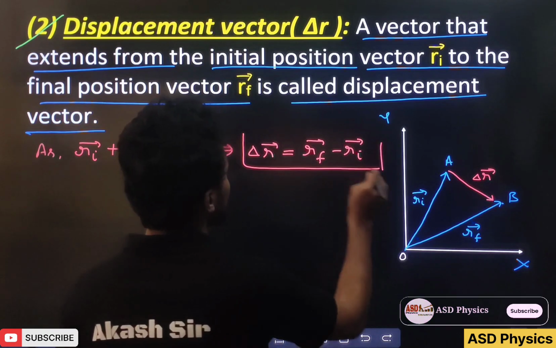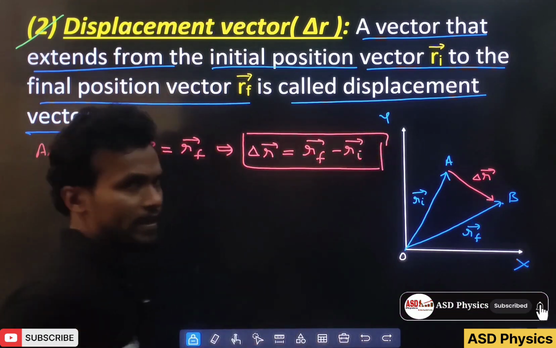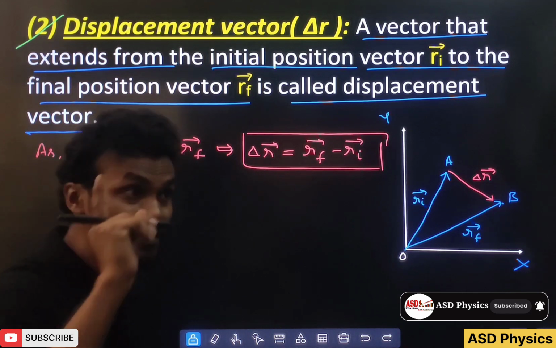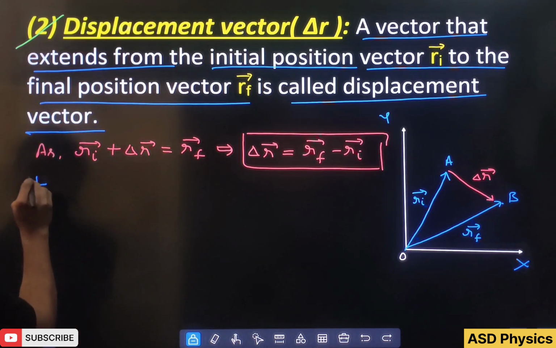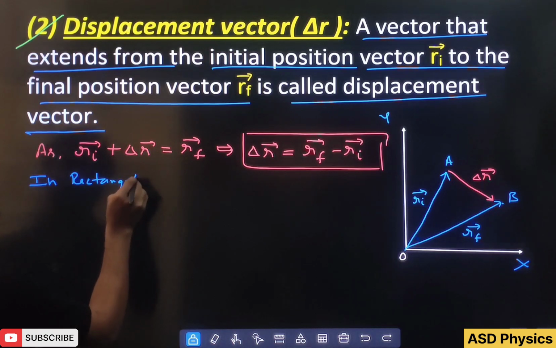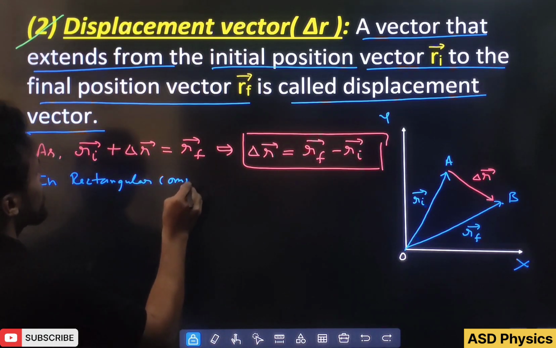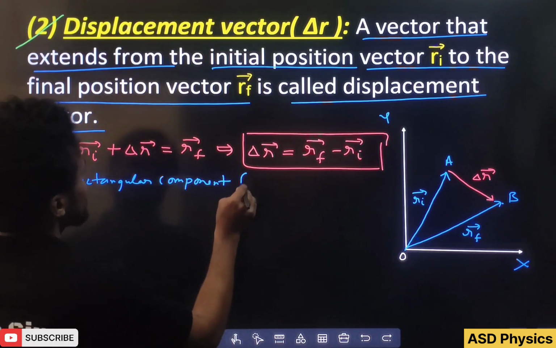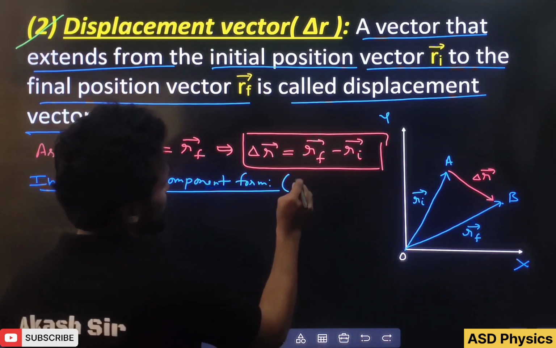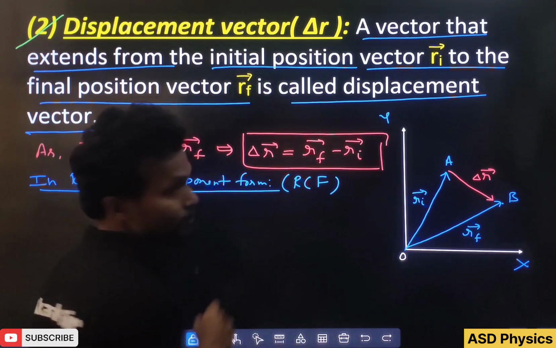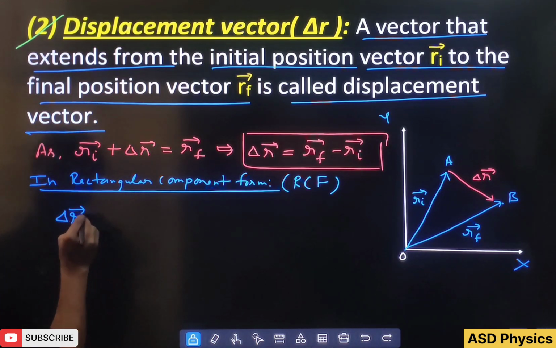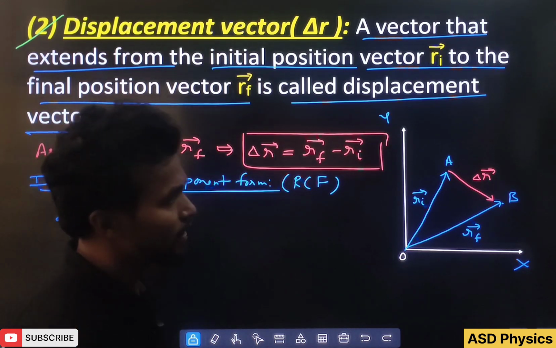What is the displacement vector? Rf minus Ri. Now sometimes the rectangular component form is also very important. Rectangular component means the components are perpendicular to each other. In short form I will write RCF. In that situation, this delta R we can write as Rf minus Ri.